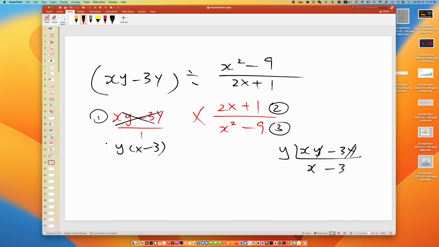And actually you can quickly check whether your factorization is correct or not. You just multiply it back in. If you multiply in and you get the answer, that means the factorization is correct. If you multiply in and you get a different answer, that means your factorization is wrong. Make sense?